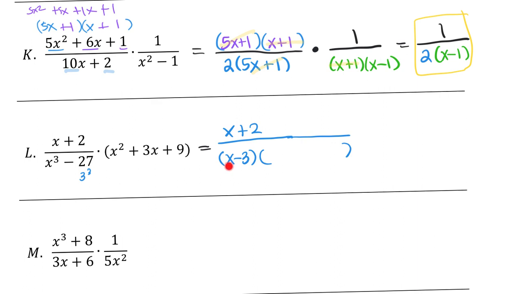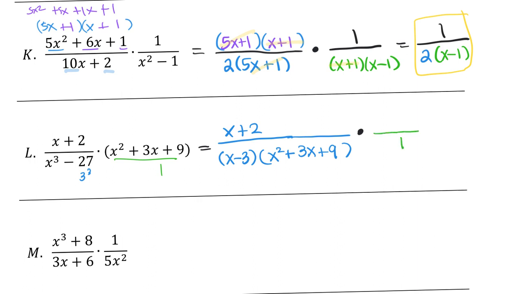X squared goes in the first thing. Plus sign, because I already used the minus sign. If I do x times 3, I get 3x. And then to get that 27 at the end, I need a 9. Okay, now let's look at the next part. I'm going to put this over 1, just to keep track of my denominator.